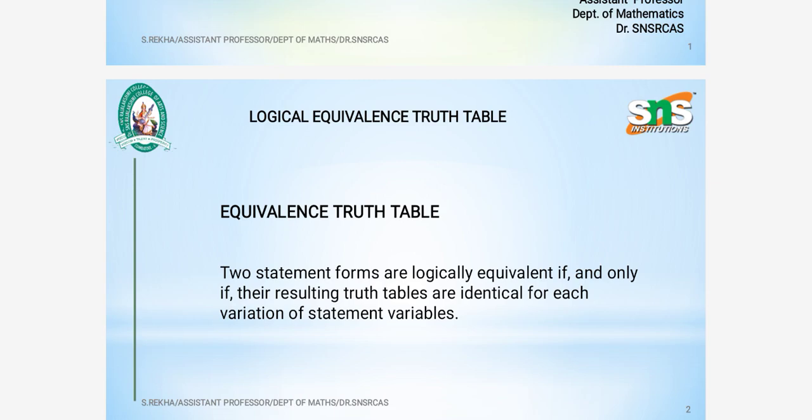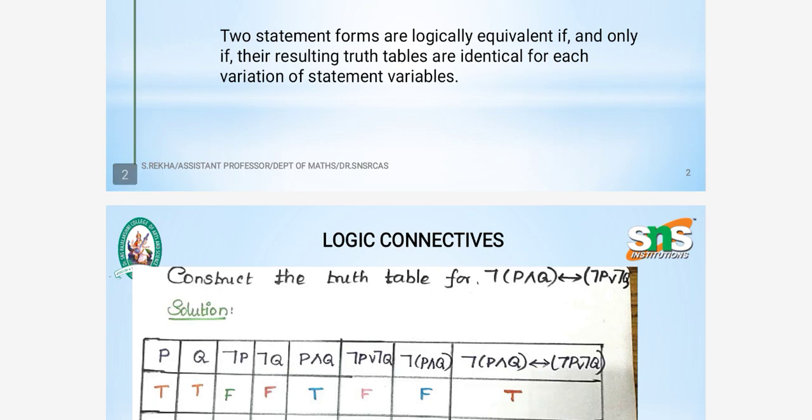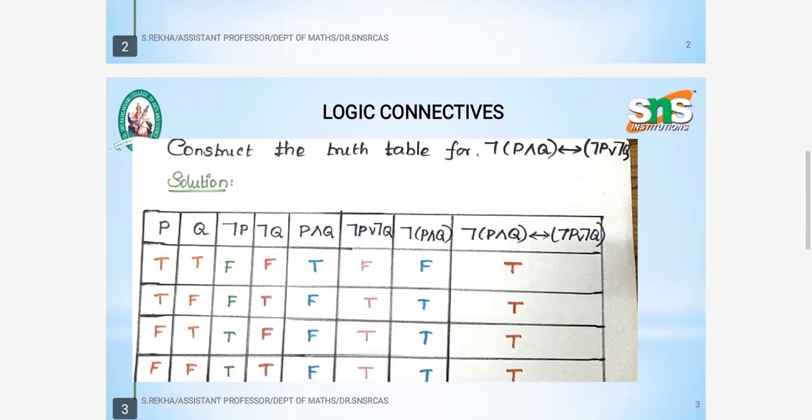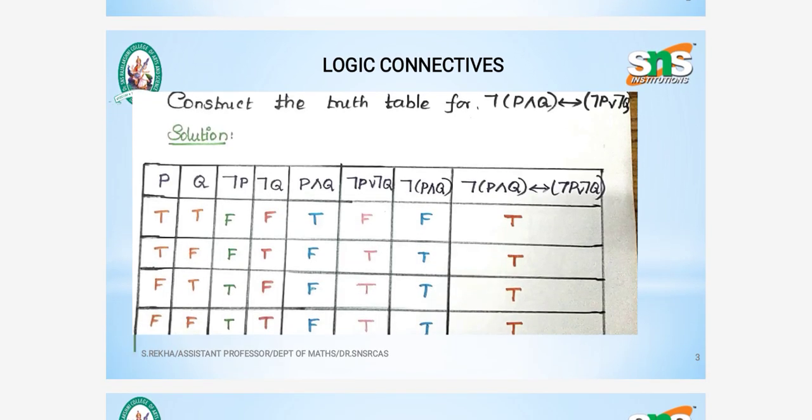There are two statements in that. They are logically equivalent if and only if the resulting truth tables are identical for each variation of the statement variables. Using that, with the logical connectives, we can prove some truth tables. One important construction we can see is negation of (P and Q) implies negation P or negation Q.